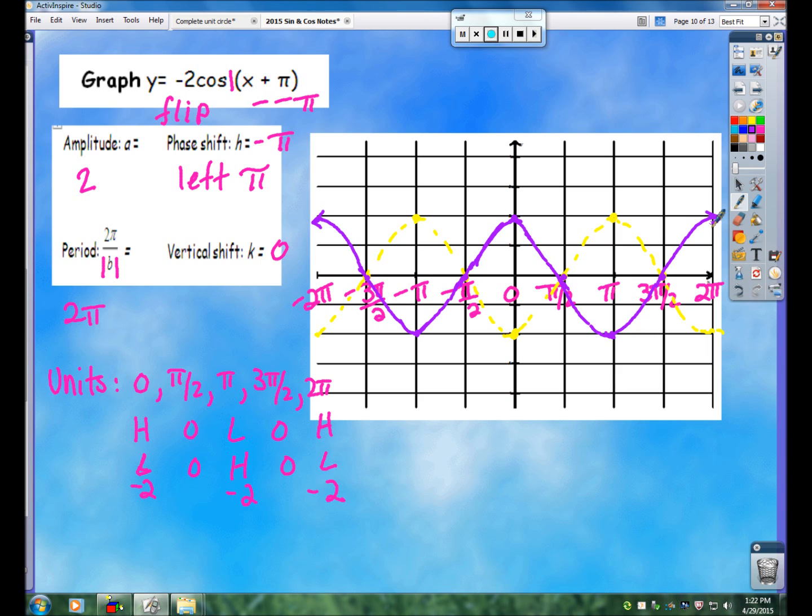I find the phase shifts the hardest. You may be able to find your starting spot and then let your pattern take over from there. That's another option instead of having to graph 2 graphs. It's all about practicing what you're comfortable with. All right, let's look at one more.